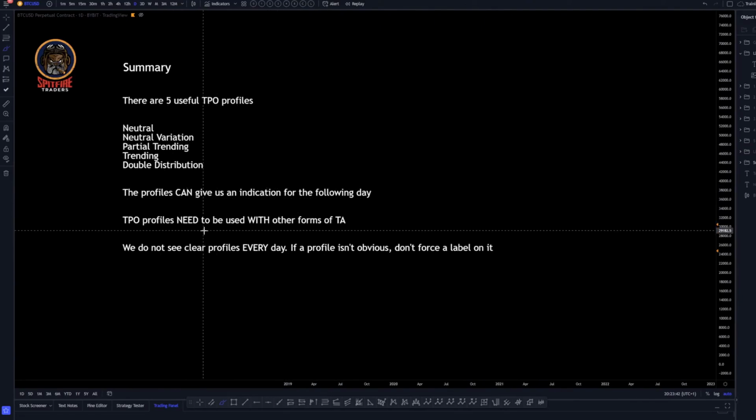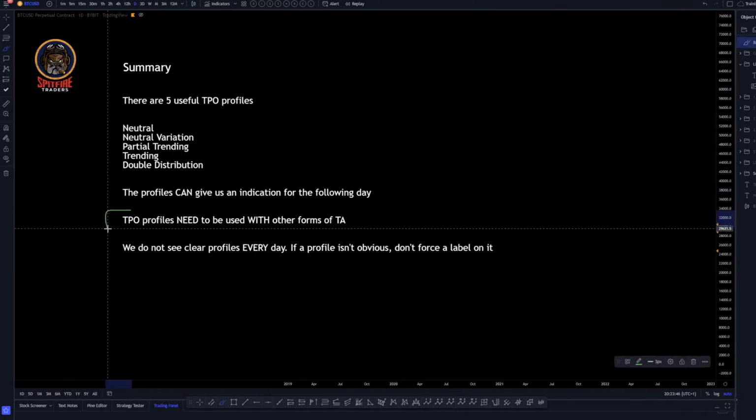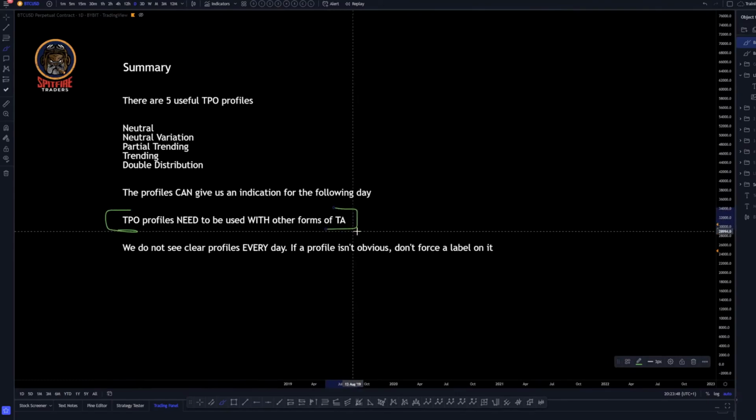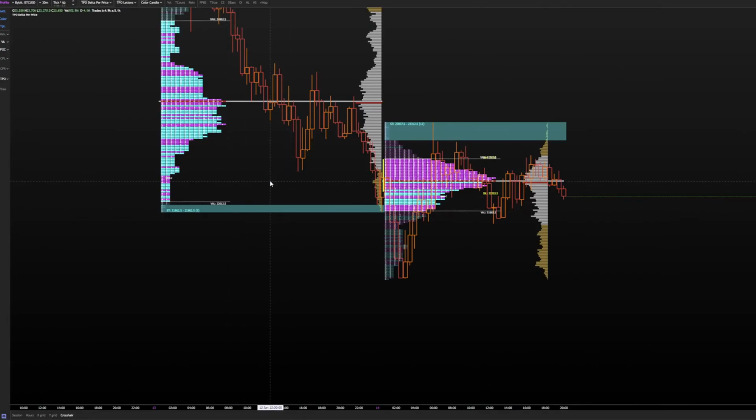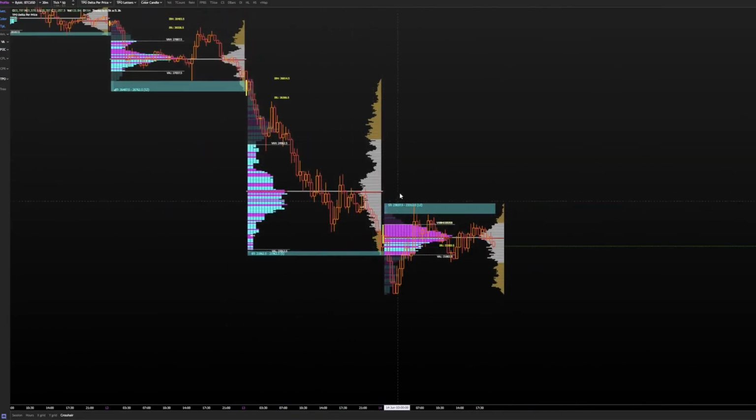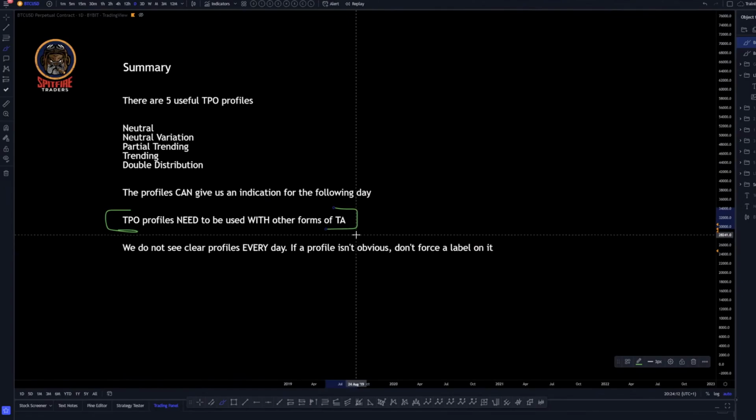Now, TPO profiles do need to be used with other forms of TA, and you know me, I will always say this. I do know traders that will trade only with a volume profile, a TPO profile, and the volume profile at the same time. I do know traders that will trade only like this, and that's absolutely fine for them. But I will put money on it that my win rate is higher than theirs because I use it in conjunction with other forms of TA.